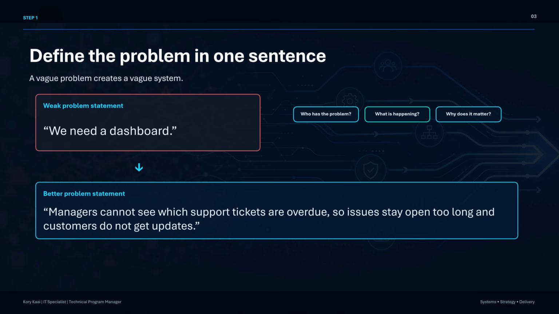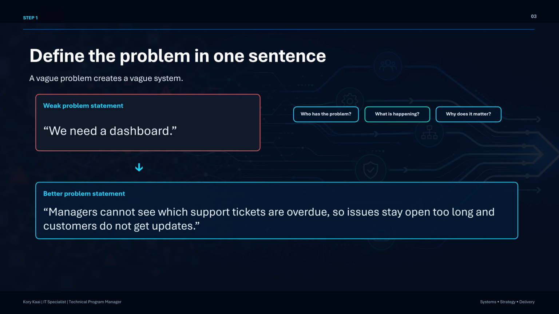The first step is defining the problem. This is simple, but it is also where a lot of projects fall apart. A vague problem creates a vague system. For example, saying we need a dashboard is not enough. That does not tell me who needs it, what decision they need to make, or what problem the dashboard is supposed to solve. A better version would be managers cannot see which support tickets are overdue, so issues stay open too long and customers do not get updated.